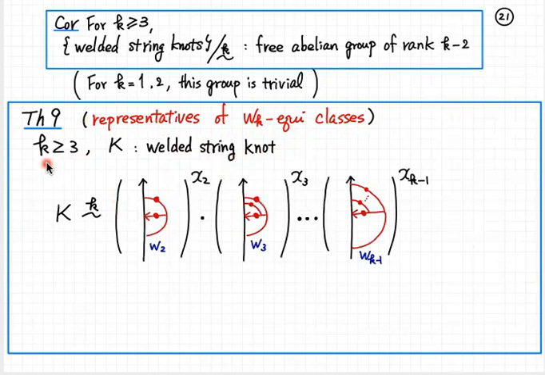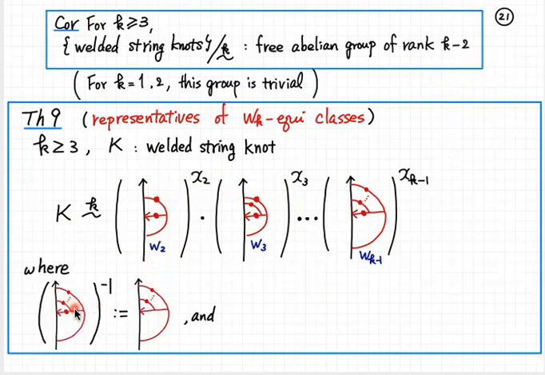Moreover, we have representatives of WK equivalence classes of welded string knots. For any k at least 3, any welded string knot K is WK equivalent to this shape. Look at this: this is a diagram obtained from the trivial string knot by surgery along this tree, and this one is surgery along this tree. The inverse of this diagram means surgery along this type of tree. See, the difference is the number of dots around the head. Anyway, this is the definition of the inverse of this diagram.